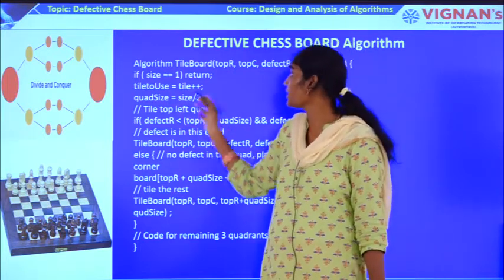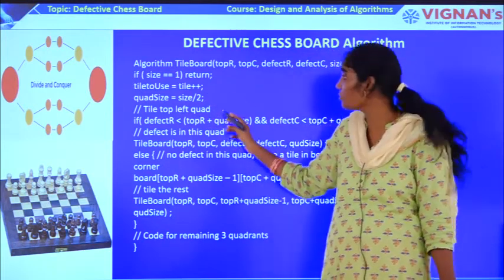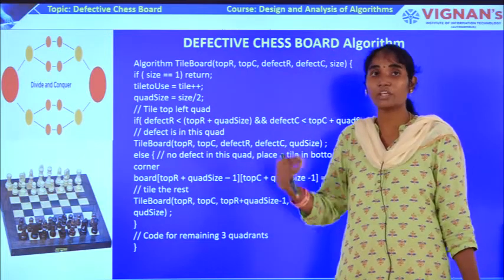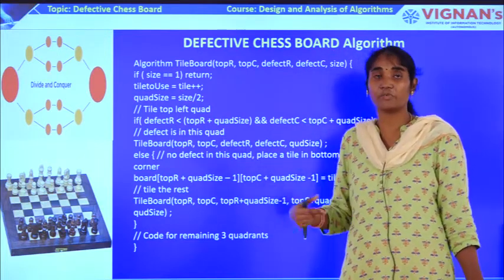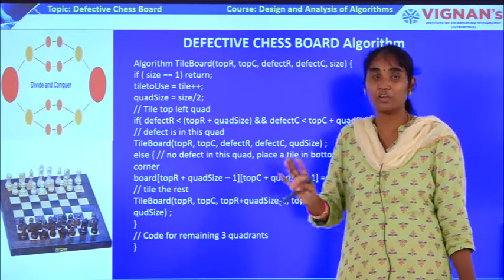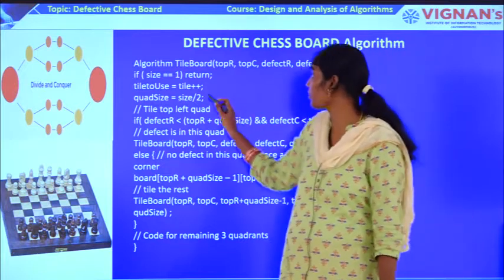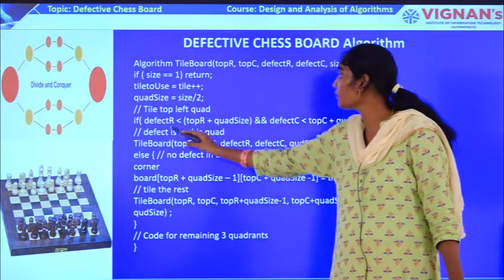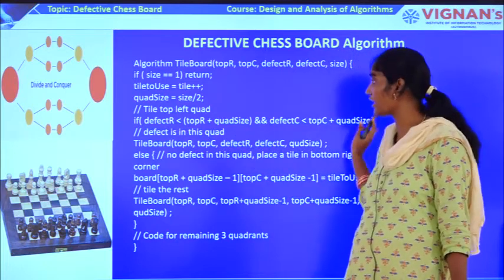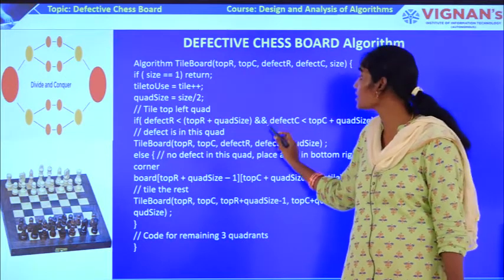Otherwise, we increment the tile and make quadSize equal to size by 2, because when there is an 8 by 8 we divide it into four 4 by 4 quadrants. That is why it is size by 2. So if defectR is less than topR plus quadSize, and if this condition evaluates to true, then the defect is in this quadrant.